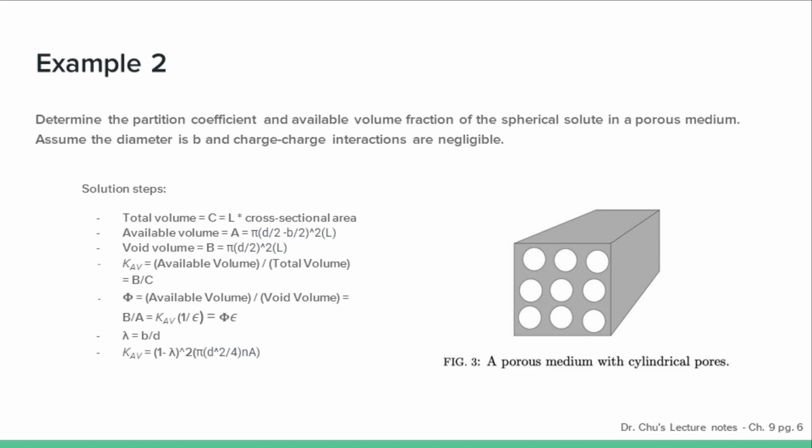And that will allow us to determine that the available volume fraction, KAV, ends up being equal to 1 minus lambda squared times pi times d over d squared over 4, and then times the NA. That is our solution for this problem.